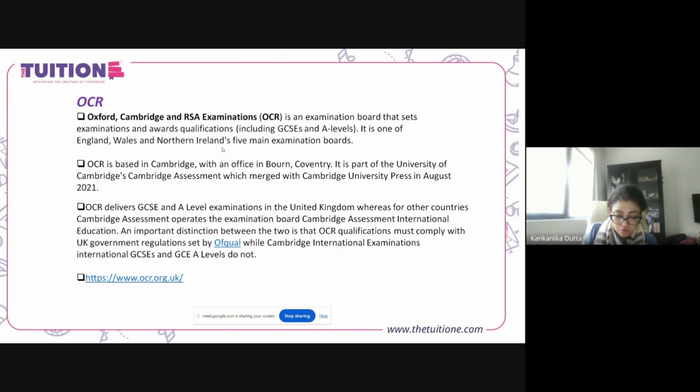Okay, let's go to the OCR. Now, I don't want to go into too much of OCR because you will not have many students of OCR. OCR actually stands for Oxford, Cambridge, and RSA examination, right? Again, they give GCSE and A levels, and it is something similar to what we have, but it is not taken by the international students. So it is something that you will not find.